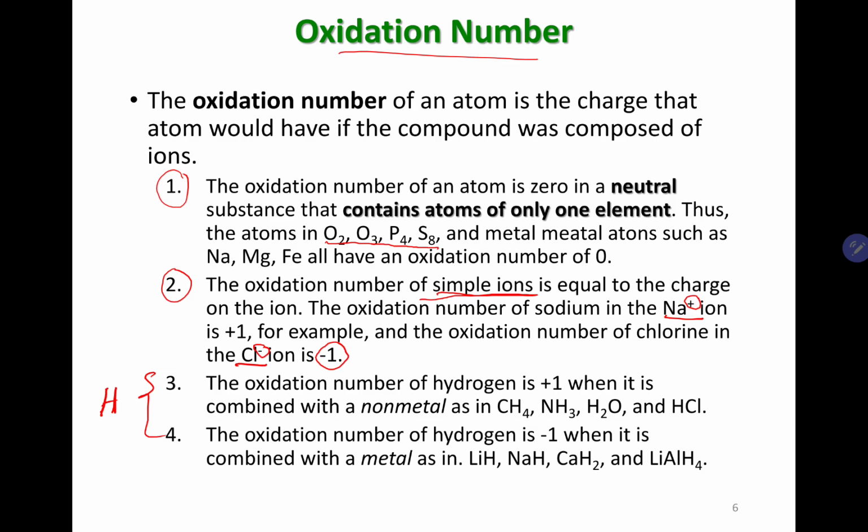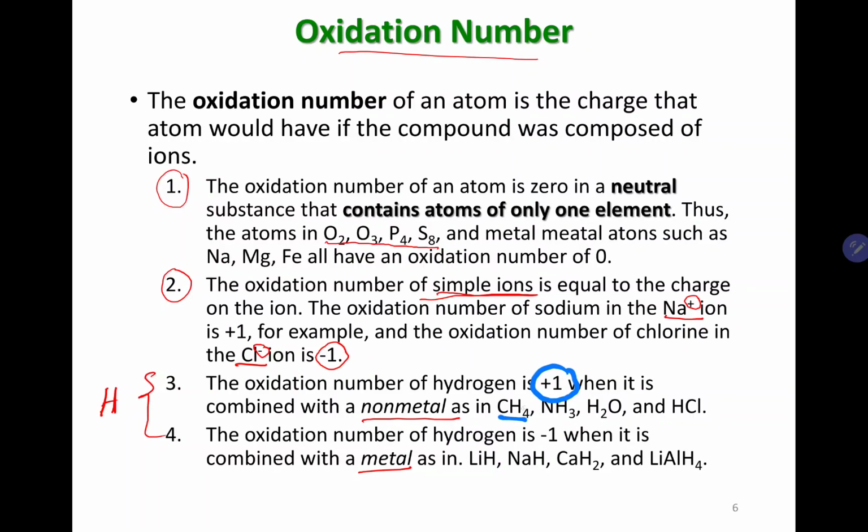Here's the thing about hydrogen. Hydrogen can sometimes bind to non-metals. Hydrogen can sometimes combine with metals to form chemical compounds. And if hydrogen is attached to a non-metal, the oxidation number is always going to be +1 for hydrogen. If hydrogen is attached to a non-metal, the oxidation number of hydrogen is going to be +1.